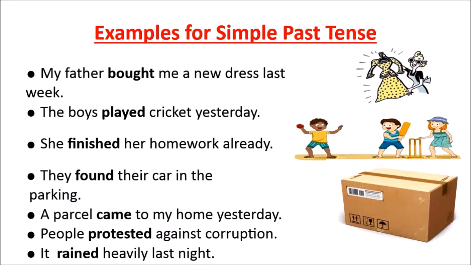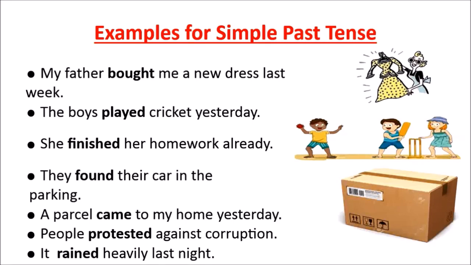Next. Look at the next example. A parcel came to my home yesterday. So, yesterday here already refers to what? Past tense. So, the parcel came to my home yesterday. Come becomes came because the past tense of come is came. So, we are using came here because we are doing it as simple past tense. Clear? Yes.